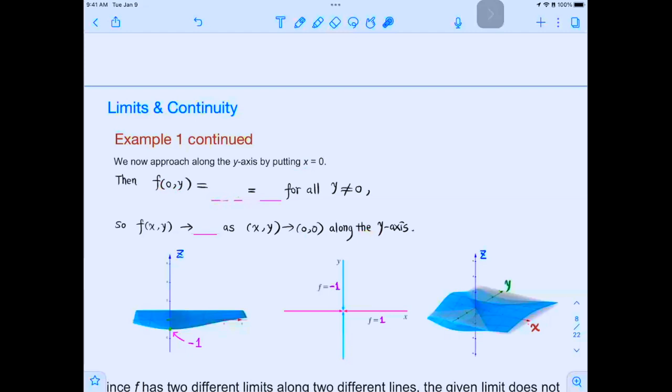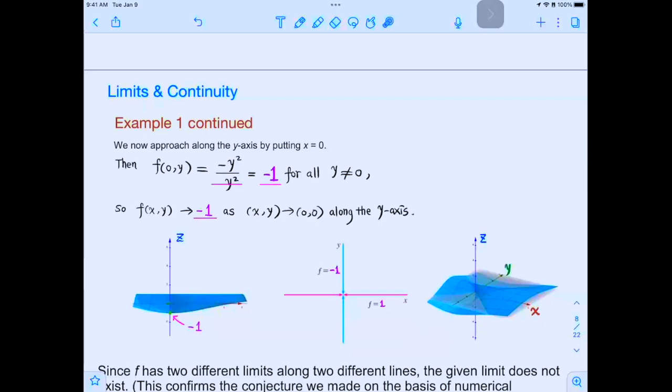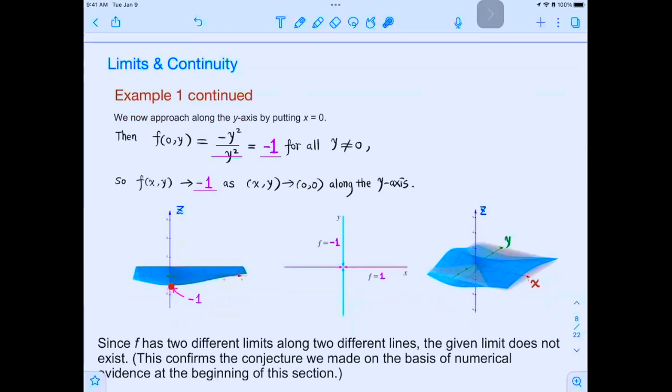Negative y squared over y squared, which is negative 1. So along the y-axis, the function value is always negative 1. So the function is going to approach negative 1 as x, y approaches 0, 0 along the y-axis. And you see over here, it's always negative 1.